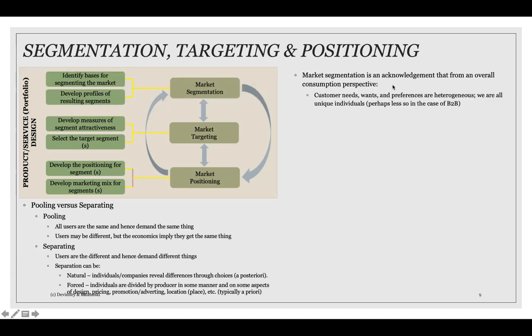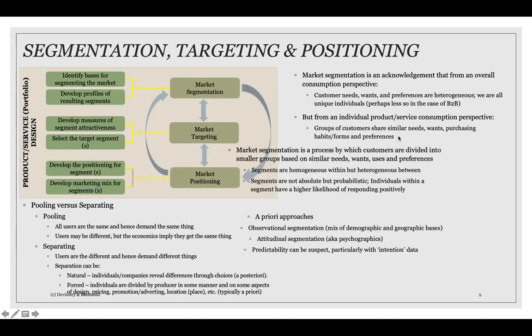But what is ultimately behind all of this is an acknowledgement that customer needs and wants and preferences are heterogeneous. Right? The second aspect of this is that groups of customers will have similar needs, similar wants and similar preferences. So while everybody is unique, there are correlations, in the sense that certain individuals are similar. The question, of course, is whether you can see the similarity.